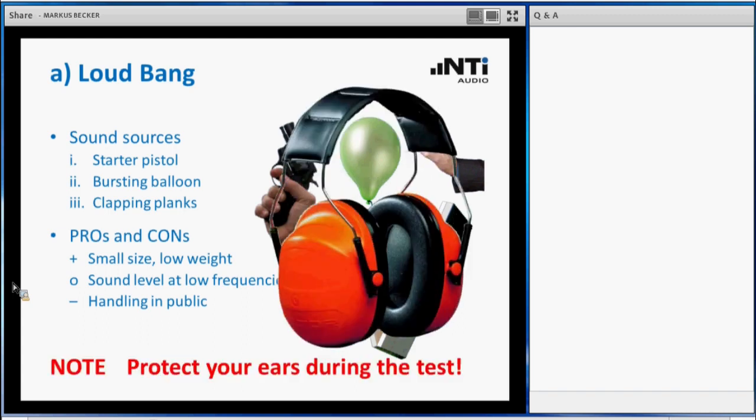In any case, very important, please keep in mind to protect your ears during the test. These bangs really need to be very loud to allow a decent measurement, and that means you have to wear earmuffs to be sure that your hearing perception is not affected.